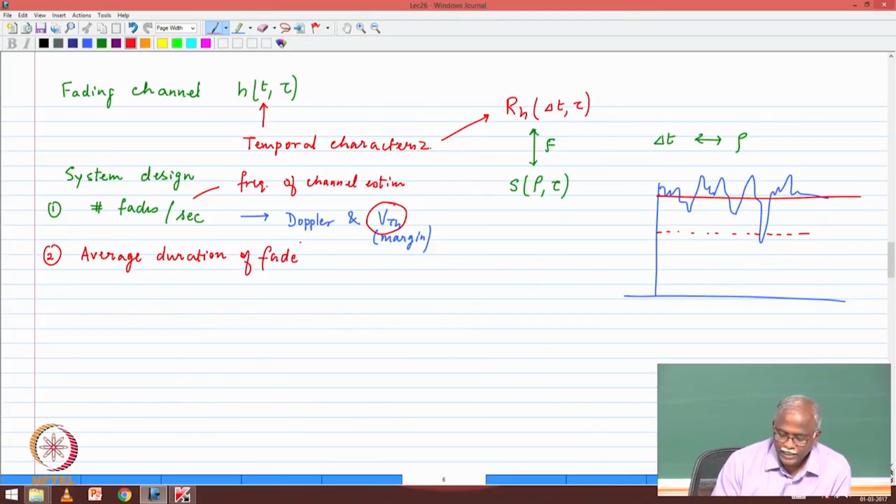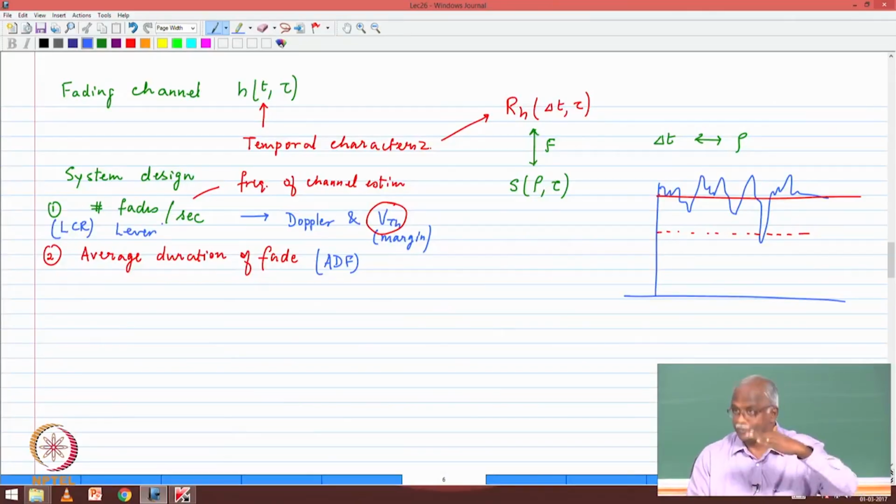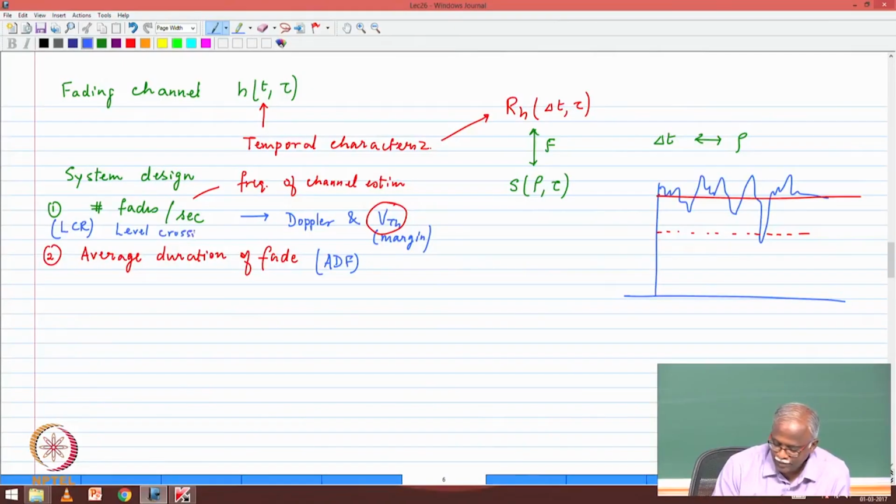Okay. So the acronyms that are used are ADF for average duration of a fade. The number of fades per second is called LCR, or level crossing rate. So if I set my threshold as VTH, how often will I cross that threshold? That is the understanding of the level crossing rate. So let's just write down the acronyms. Level crossing rate refers to the number of fades per second, and ADF is the average duration of a fade.